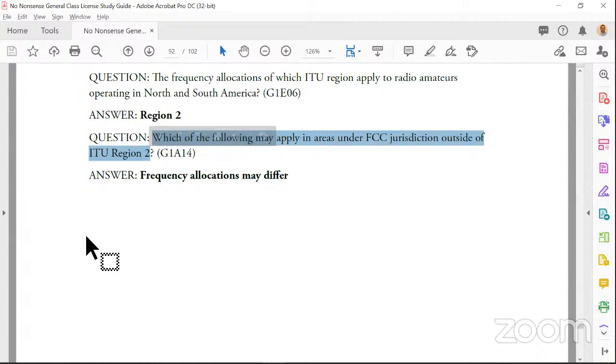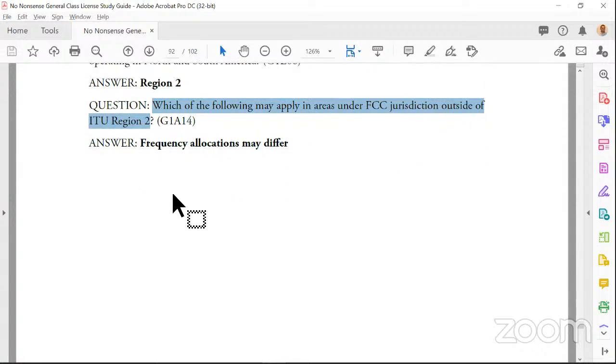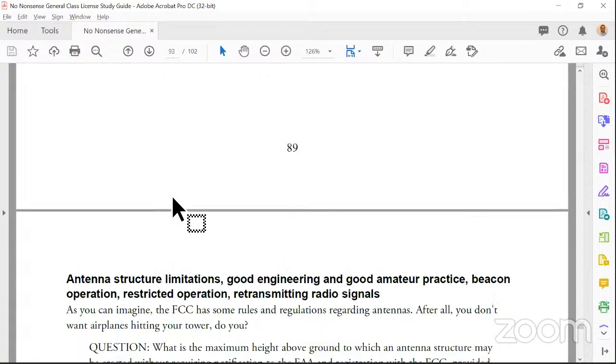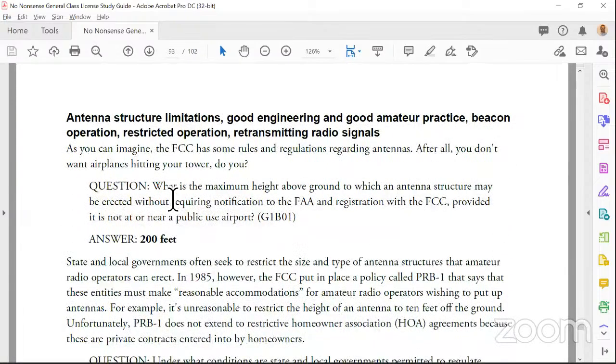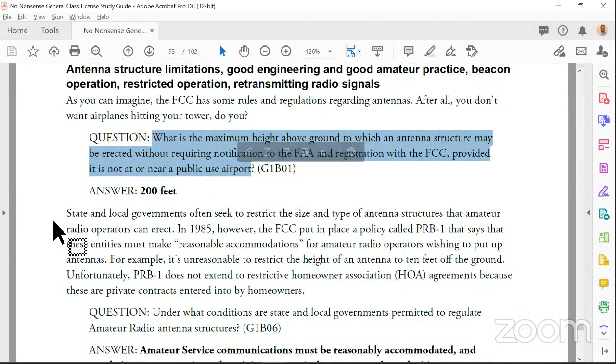Next question in the question pool. Which of the following may apply in areas under FCC jurisdiction outside of ITU Region 2? I think we use Guam as a good example. Guam is actually not in Region 2, but it's under FCC jurisdiction. Well, what happens there is frequency allocations may differ. That's what happens if the place you have jurisdiction of is not in Region 2. You may not be able to use the same frequencies as Region 2. You may have to follow particular restrictions according to those regions.